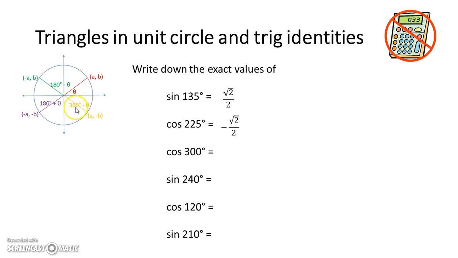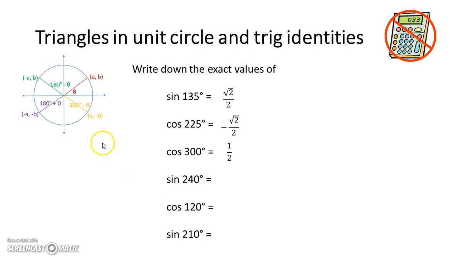Okay, cos 300. Well, 300 is in this quadrant. It's the same as 60. Would make the same triangle. It's a 60-degree triangle, so cos of 60 is a half, so this would also be a half.